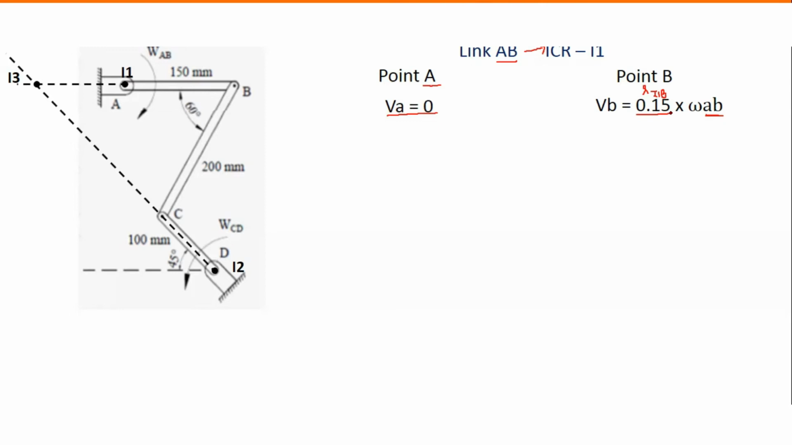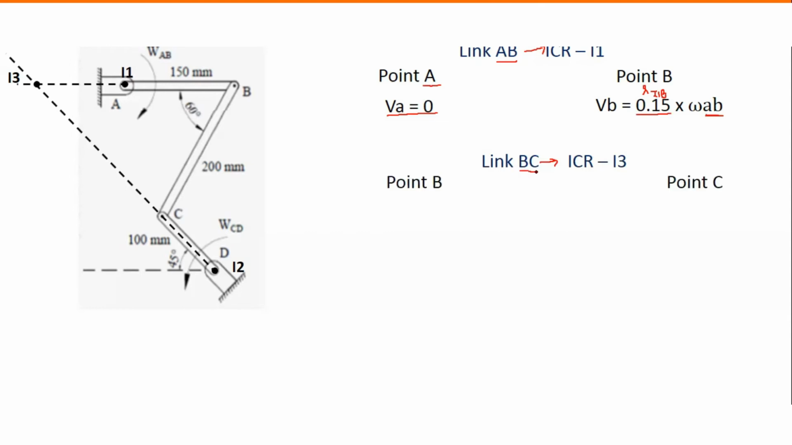Now next step. We will take another link. Let us say link BC. This is my second link, link BC. Now what is the corresponding ICR to BC? The corresponding ICR to BC is I3. Then the points on the link are B and C. So I will write point B, point C.